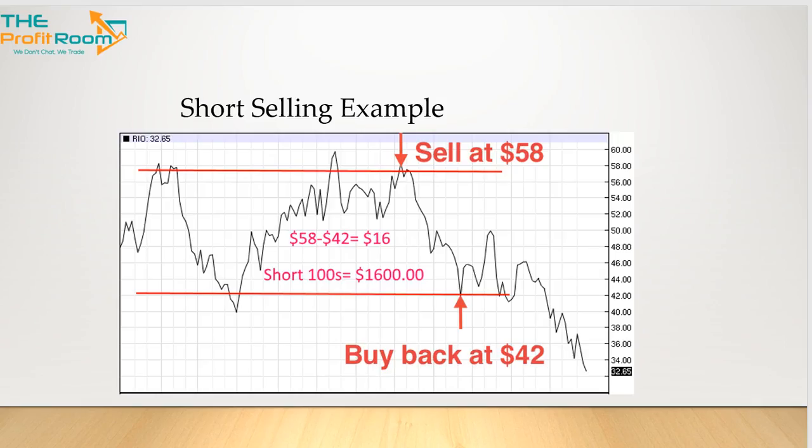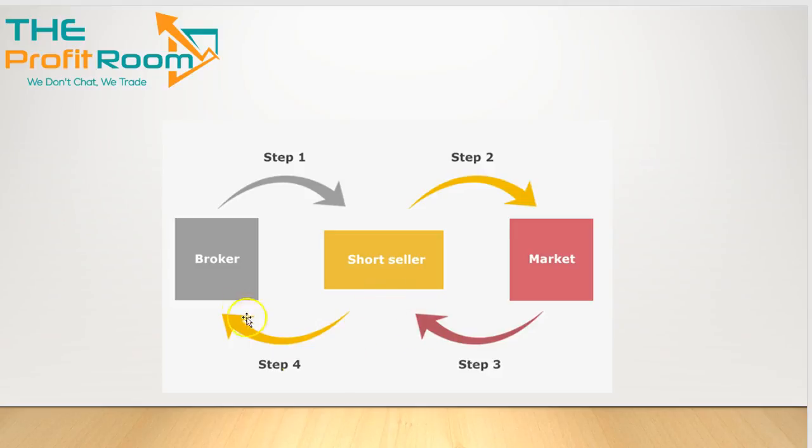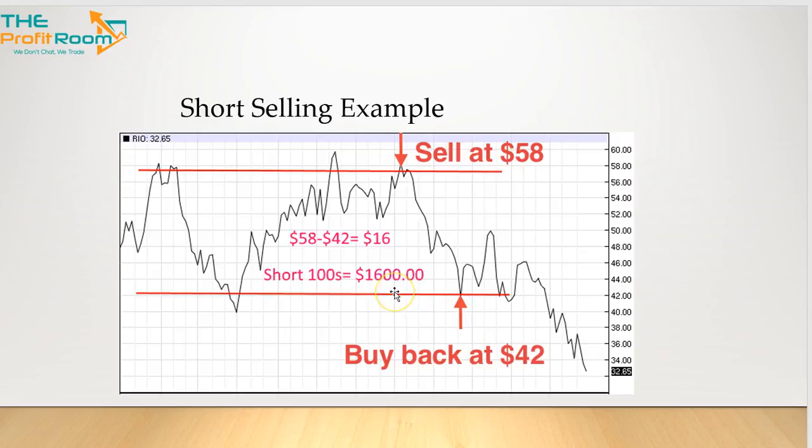So let's do this one more time. We see this here. We short 100 shares. Now, what happens? It goes in our favor. It comes all the way back down. We buy back. Once we buy back, we profit what we made in between. Once it goes back to the broker, we made the profits.